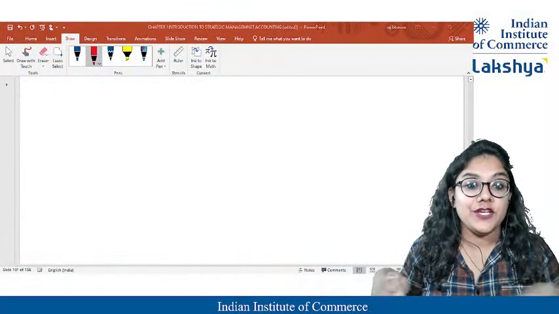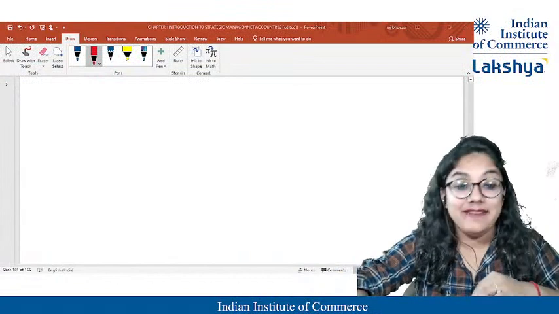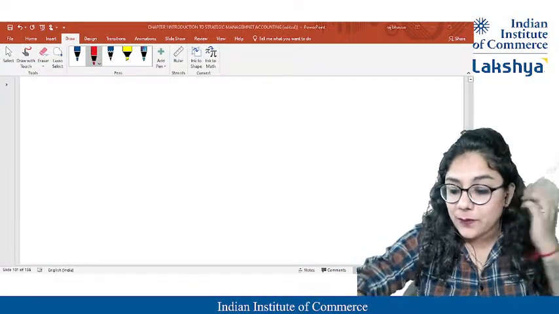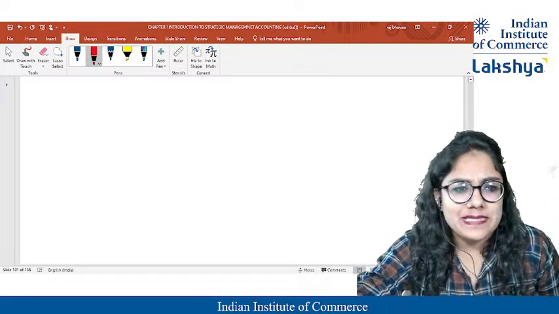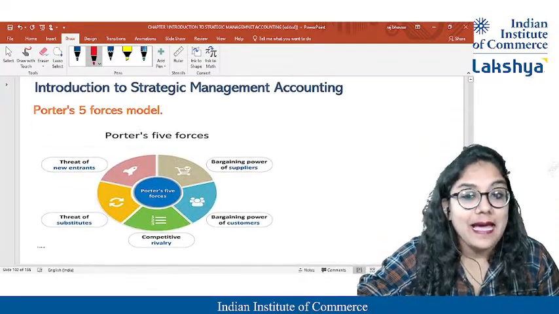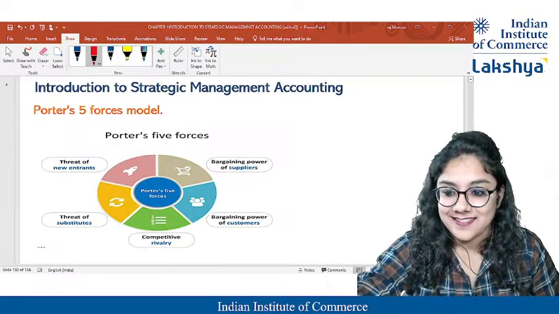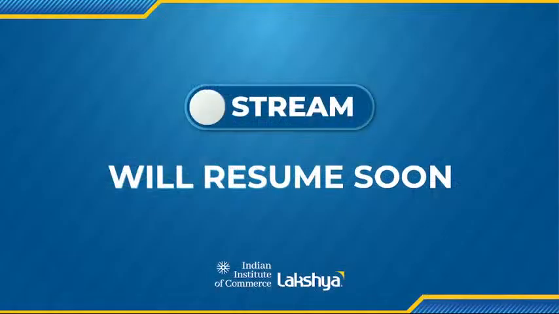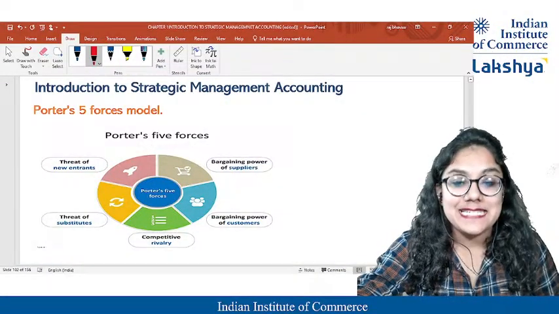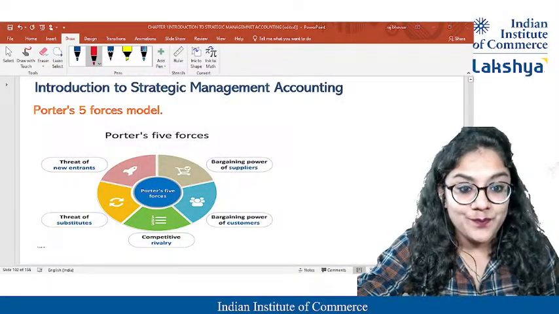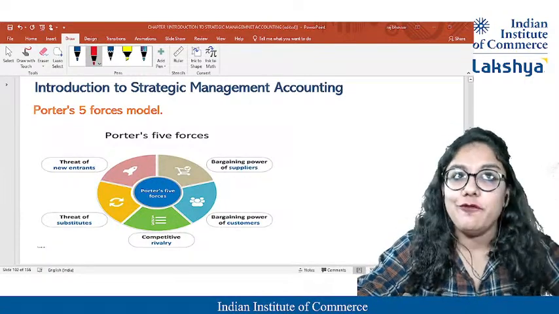So yeah, let's continue with the further topic, which is again very, very important. Okay. It is obviously seen in a lot of places, and we are very sure about these topics. Which we normally call Porter's five forces model. So what is the meaning of Porter's five forces model?